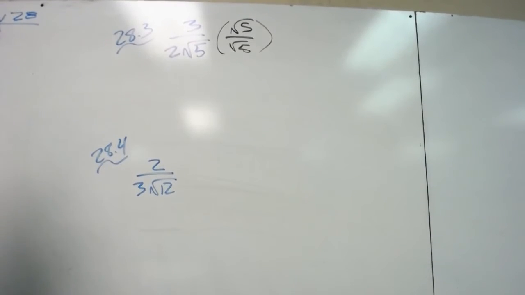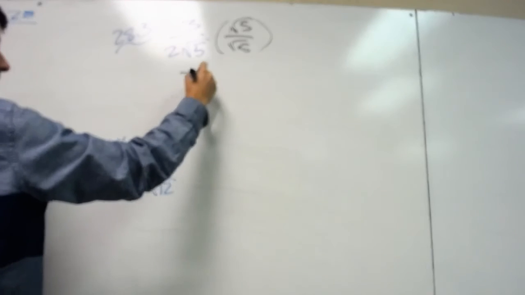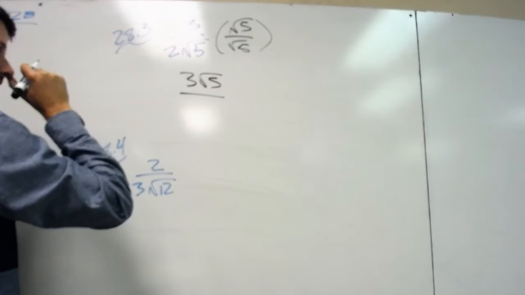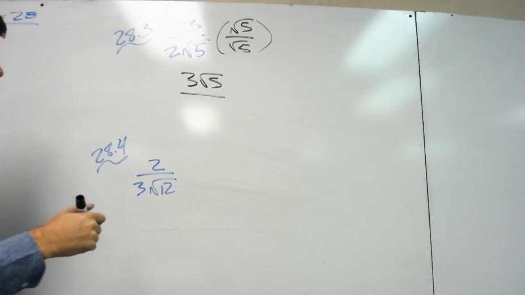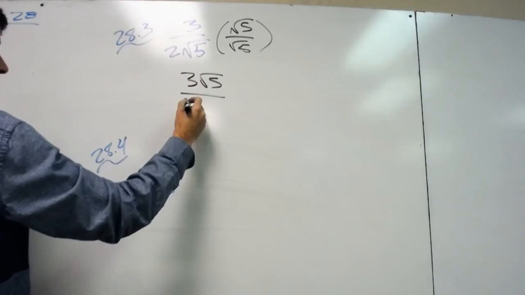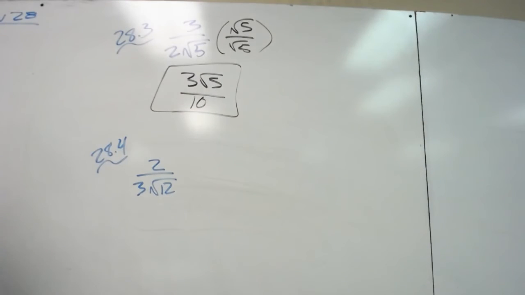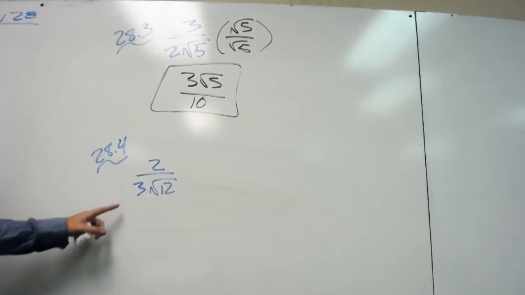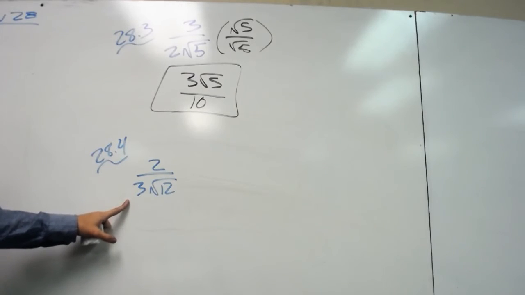So then when you multiply, you would get 3 times radical 5, 3 radical 5, over radical 5 times radical 5 is 5. So 5 times 2 would be 10. There's your answer. 3 radical 5 over 10. One more. 2 over 3 radical 12.